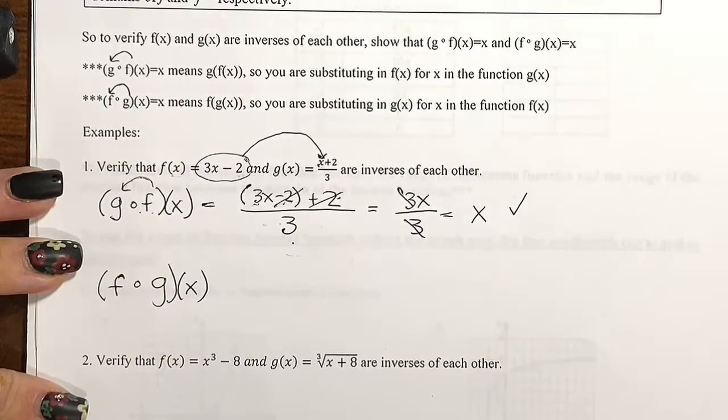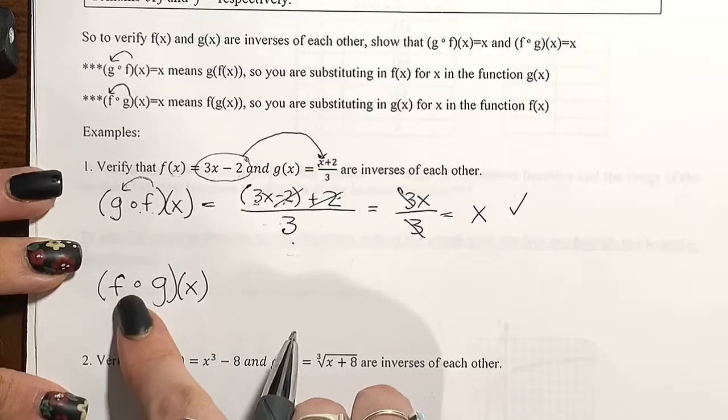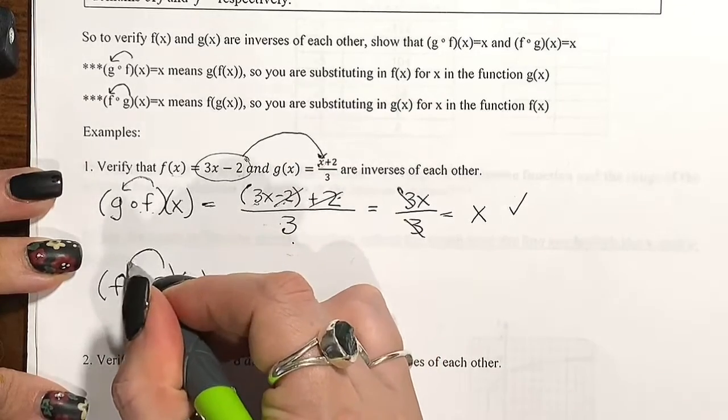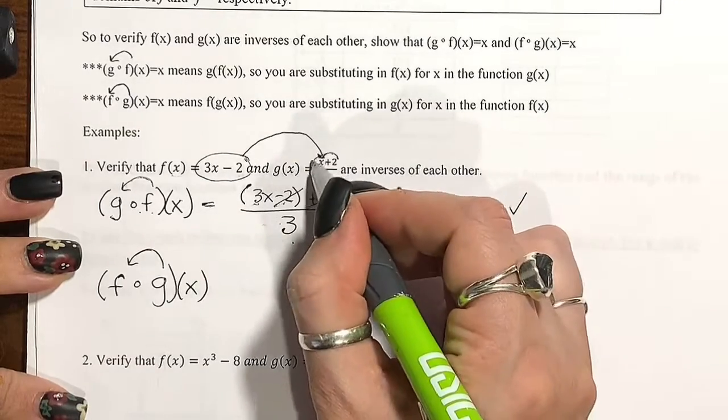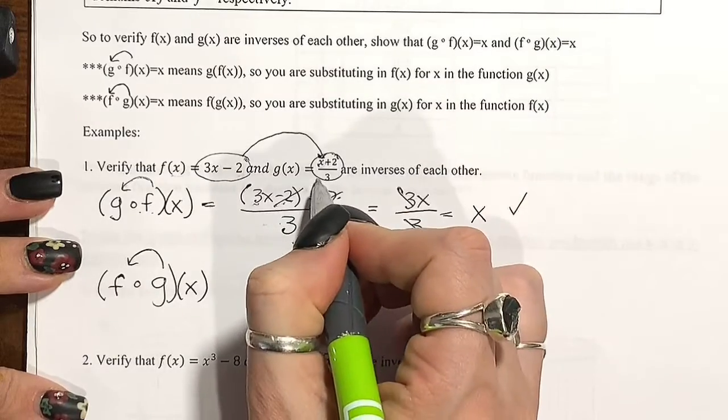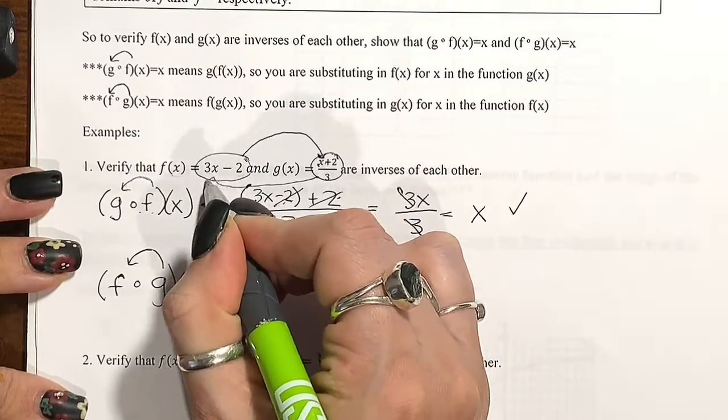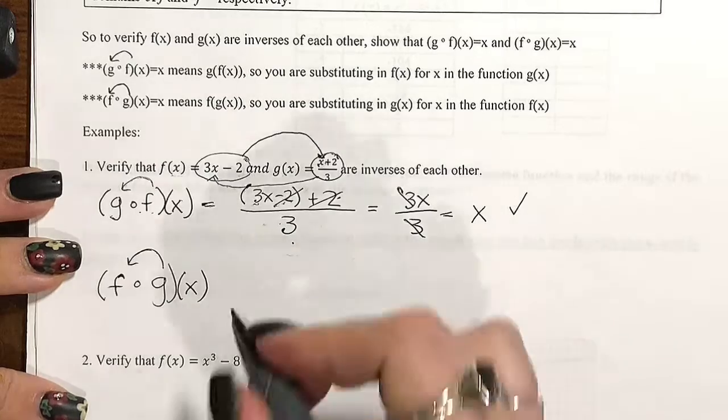So far, so good. Now let's try the other direction. We're going to take g and plug it into f. So this entire fraction x plus 2 over 3 is now going to plug into the x in the f function.